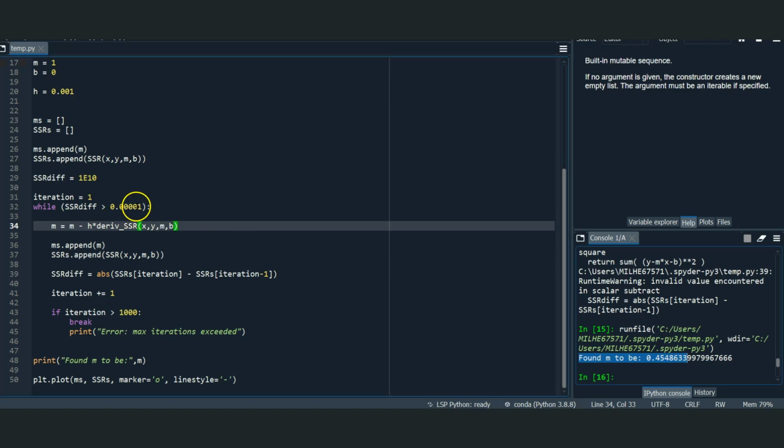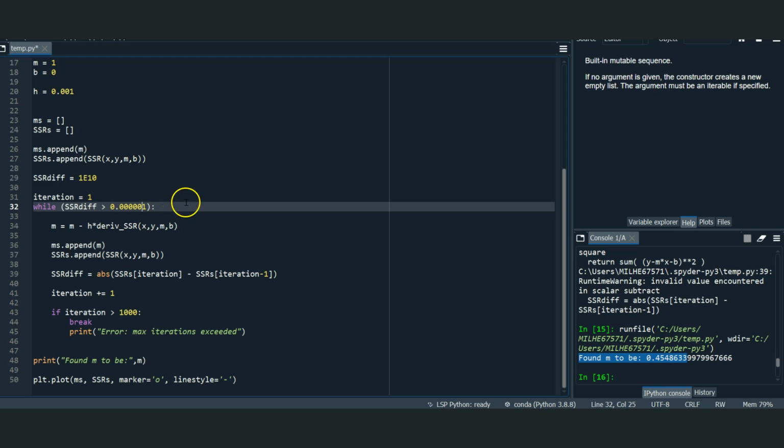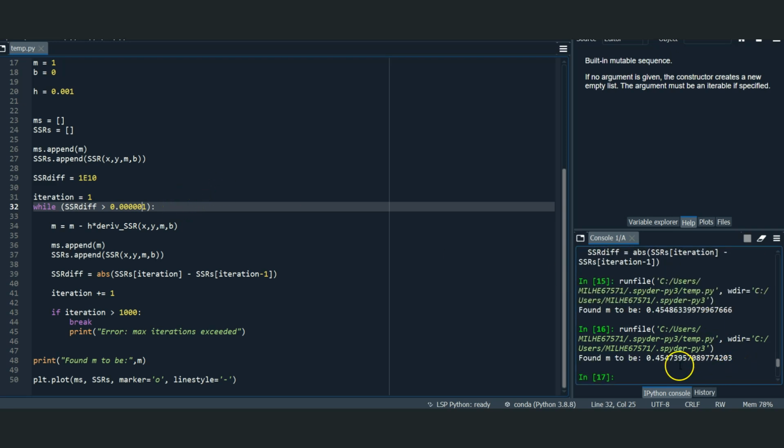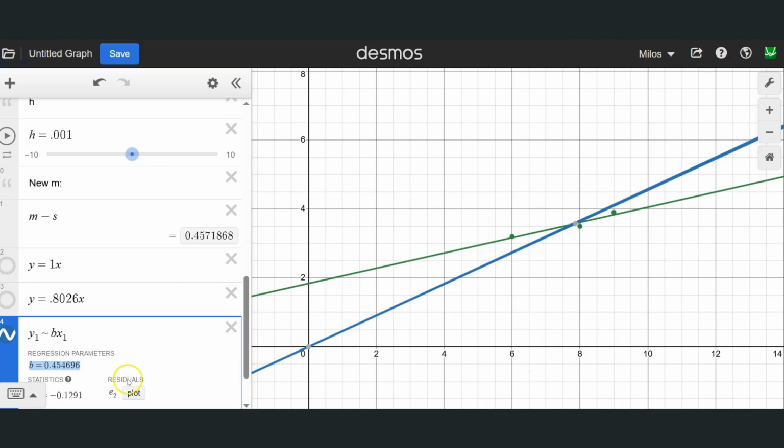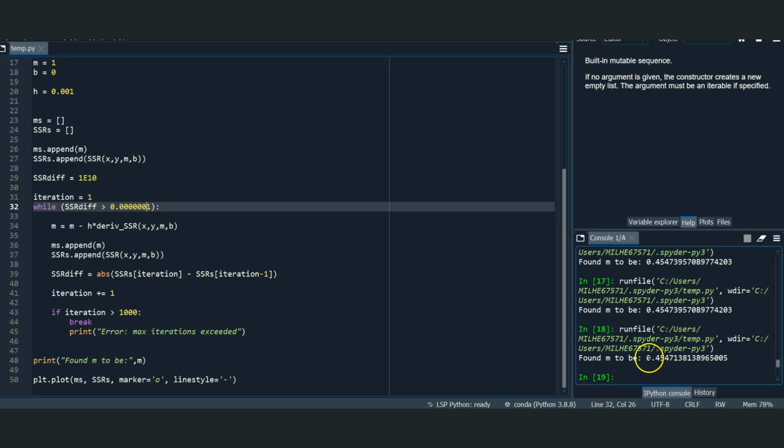we could always make that bigger, and I run it again, 0.4547. If I make it even bigger, 0.4547, which you can see we're getting very, very close. We have a very low tolerance. It just depends on how many digits we need to round to in our machine learning algorithm.